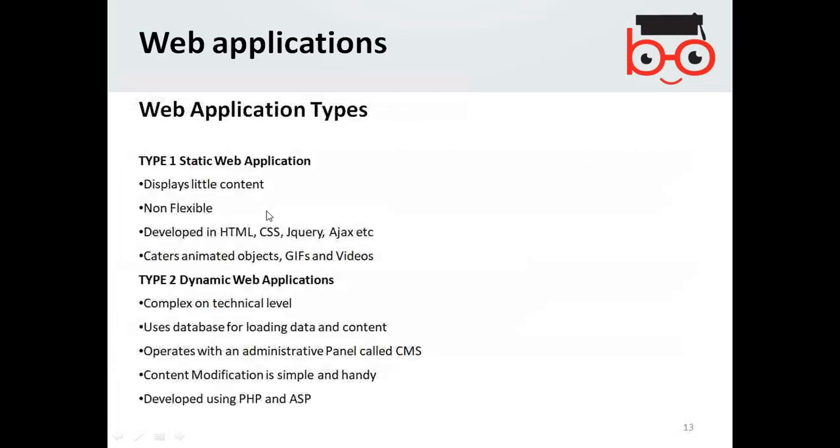So, architecture of web applications. Now we talk about the different types of web application. One of them is the static web application, which displays little content, is non-flexible, is developed in HTML, CSS, jQuery, and caters images, objects, GIFs, and videos. The other type is the dynamic web application, complex on a technical level, which uses a database for loading data and content, and operates with an administrative panel called CMS. Content modification is simple and handy, developed using PHP and ASP.